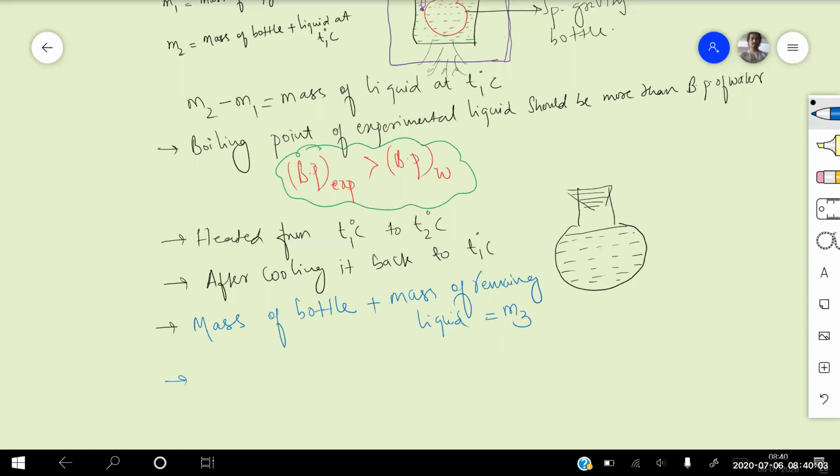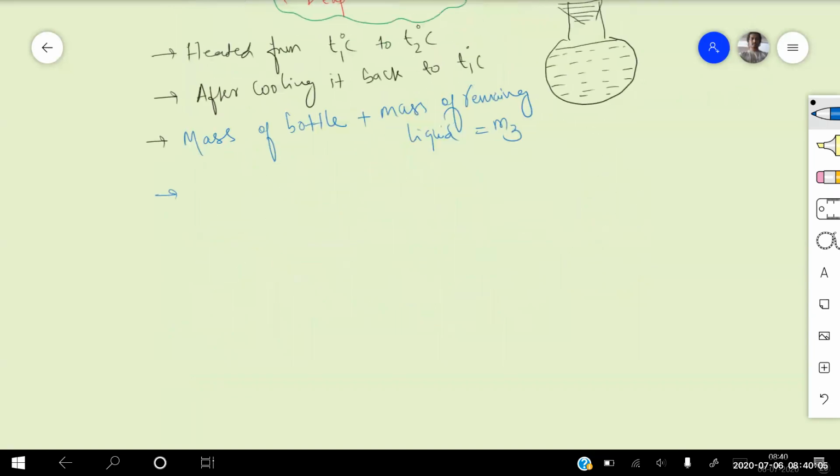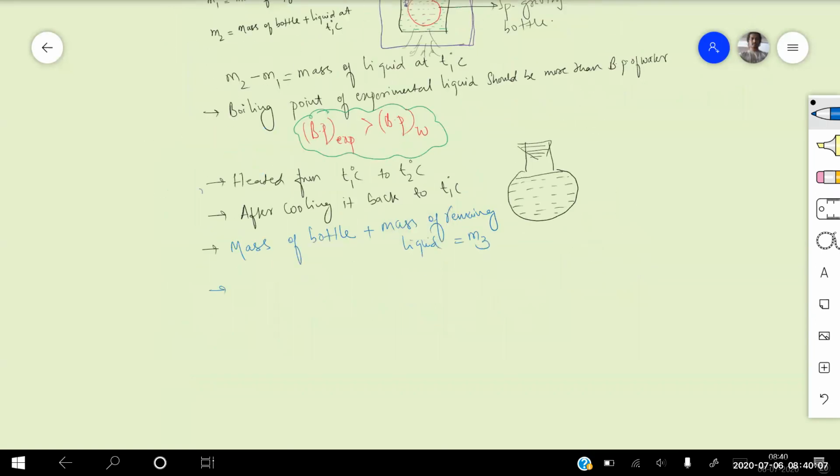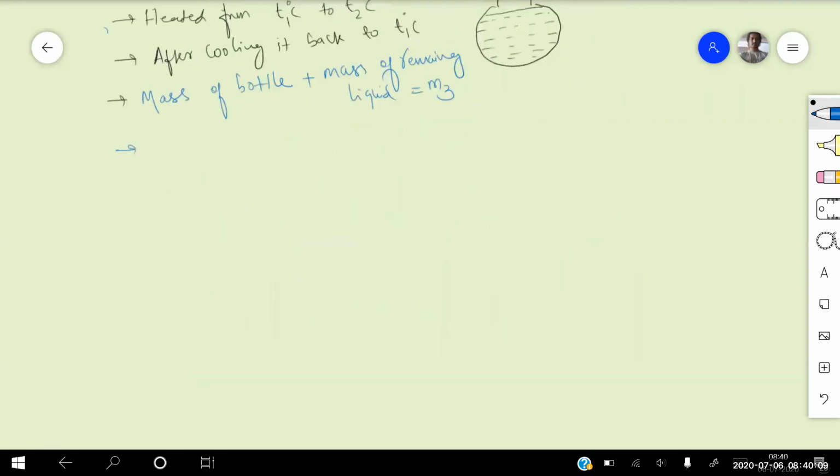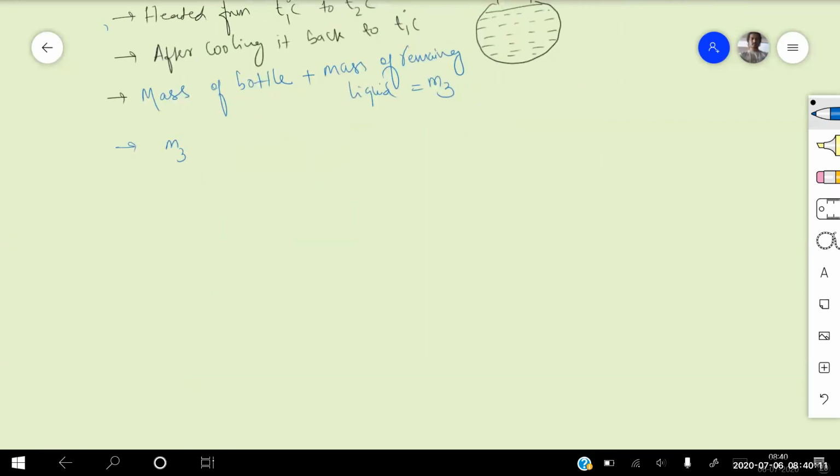So the next point: M3 minus M1 will be equal to the mass of the remaining liquid at T1 degree centigrade.